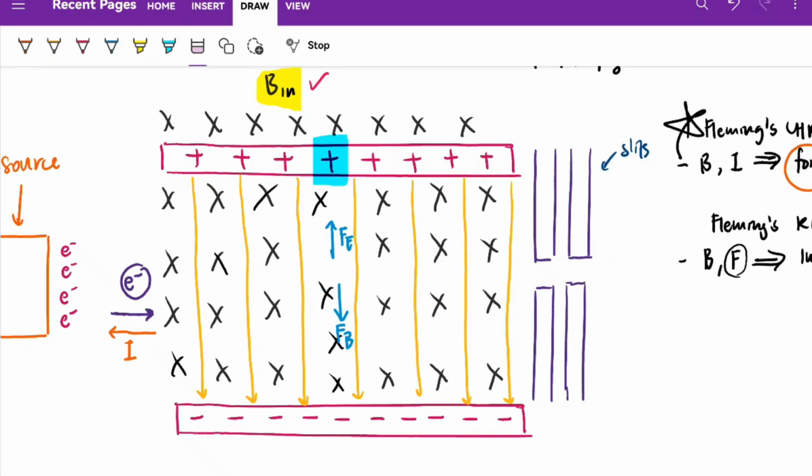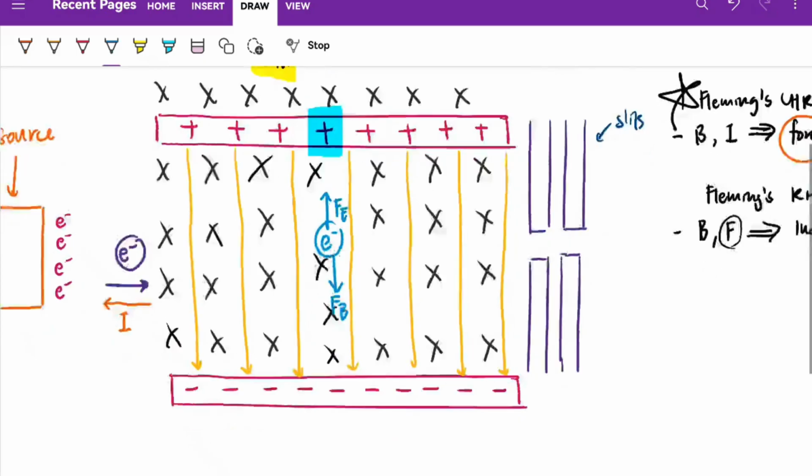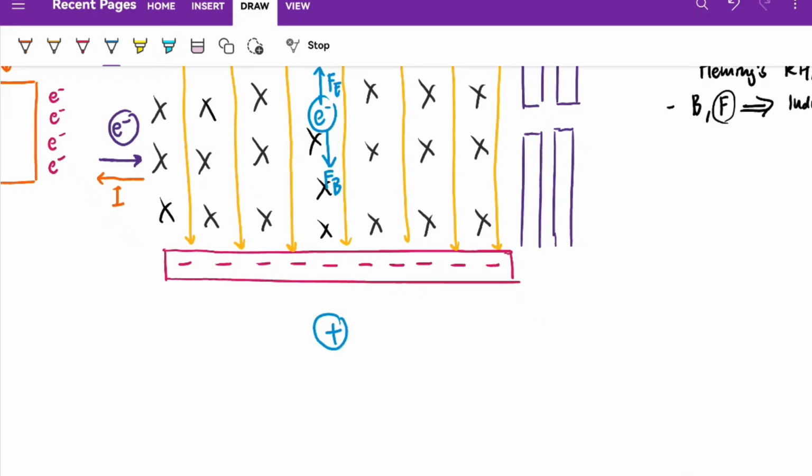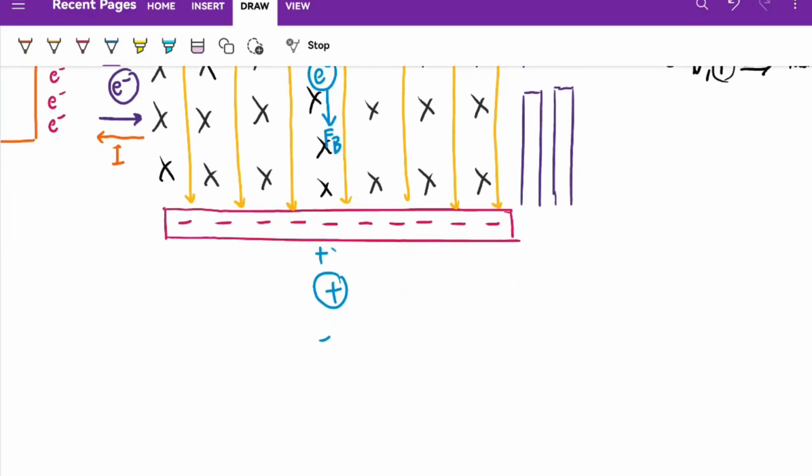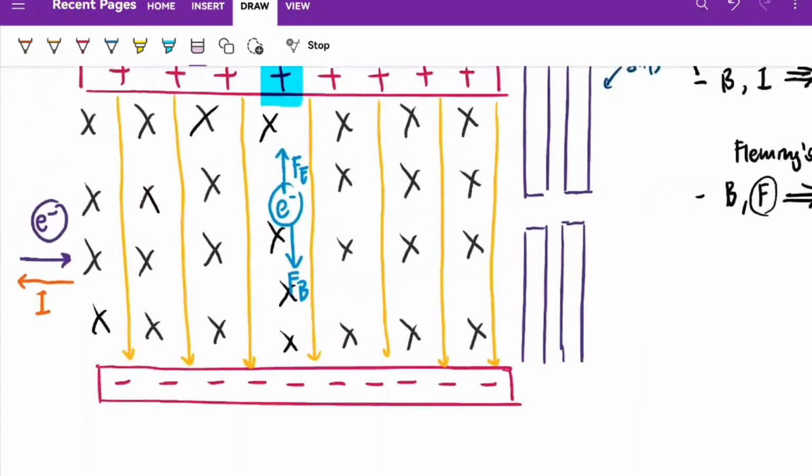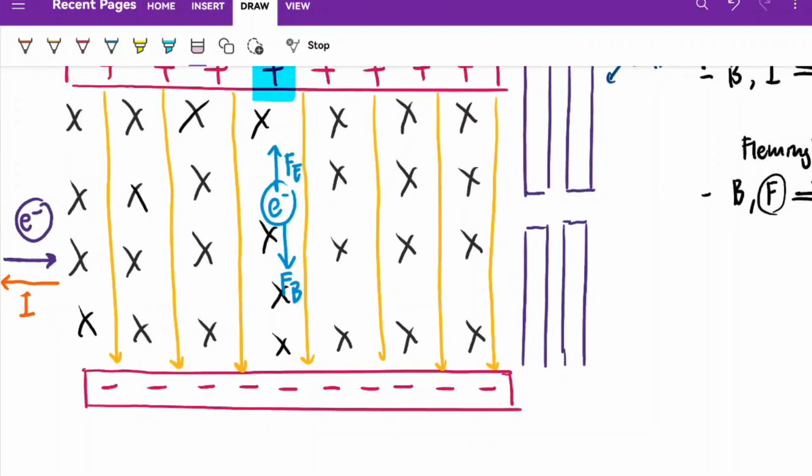If let's say this was a positive particle, not positive electron, yeah? Positive particle, where will your electric field be? If let's say here is positive and here is negative, where will your electric force be? It will be downwards instead. Because, why? Positive is attracted by negative. Same goes here. That is why your electric force is upwards.